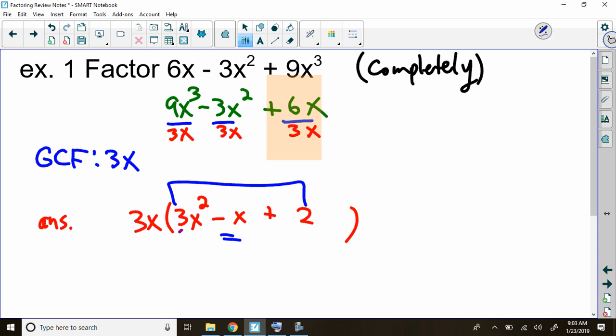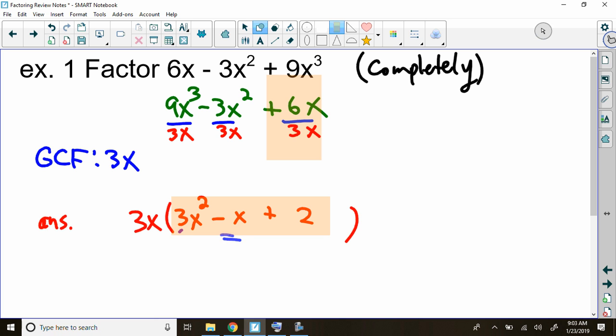I'm thinking that the trinomial I ended up with has a high probability of factoring again. And if it does, to answer this question as best as I can, I have to factor completely. Entirely. Factor until no more factoring can be done. So in my answer, I'm still going to have this 3x out front.